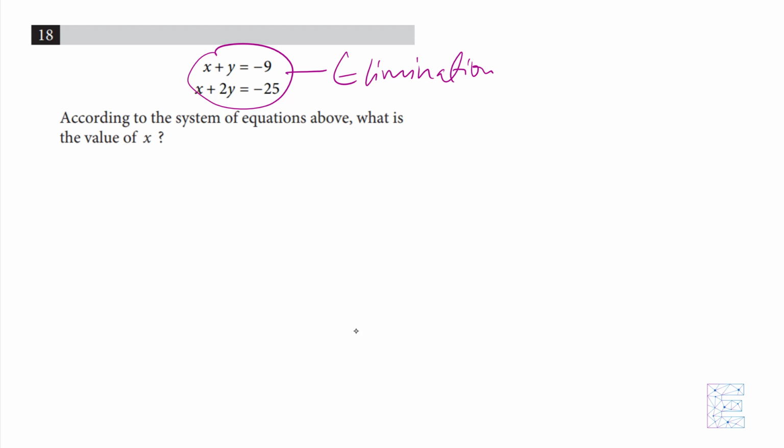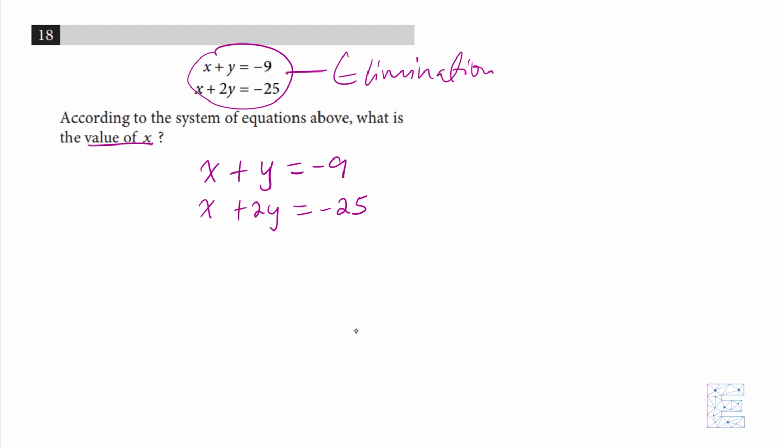So we are being asked to find x, so that means we should do our best to get rid of the y so we can have x left. Plus 2y equals negative 25. So since we want to find what x is, these y's have to go away. We have to make sure that they cancel out.